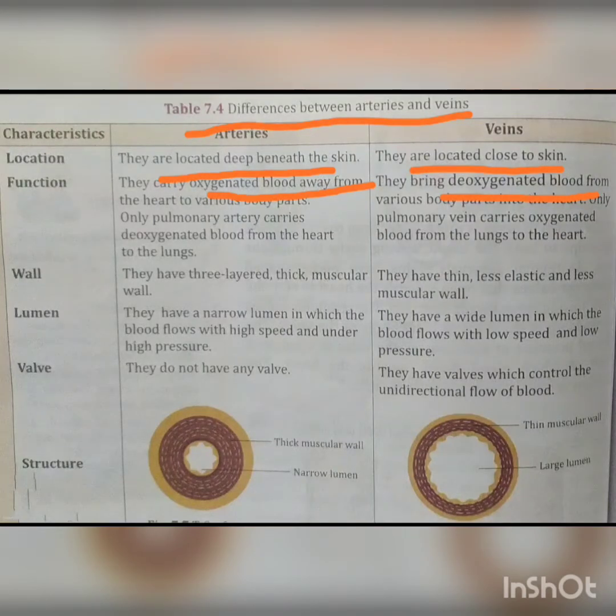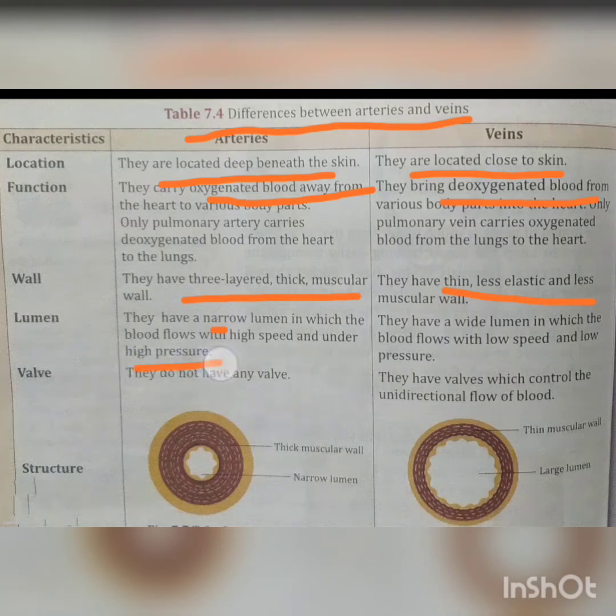The arteries have a three-layered thick muscular wall. The veins have a thin, less elastic and less muscular wall. Arteries have a narrow lumen in which the blood flows with a high speed and under a high pressure. The veins have a wide lumen in which the blood flows with low speed and low pressure.